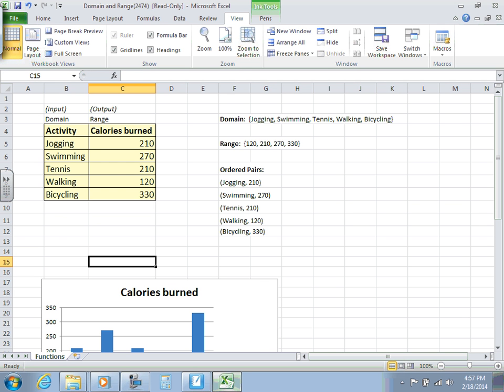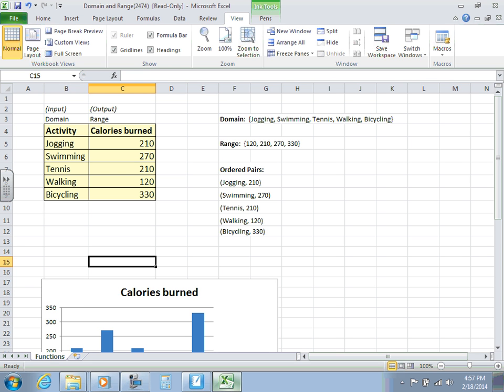Okay, I have reproduced here one of the charts from your book, so that I can show you how this works. You'll notice on the left we have the activity: jogging, swimming, tennis, walking, bicycling. And on the right, calories burned: 110, 270, 210, 120, 330.